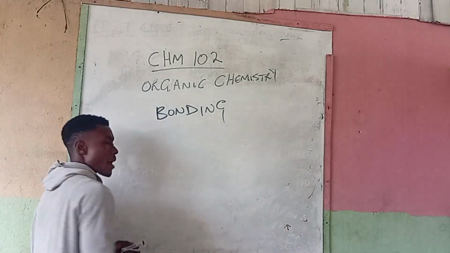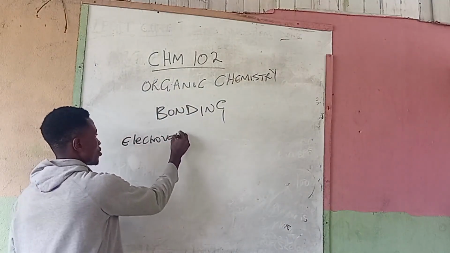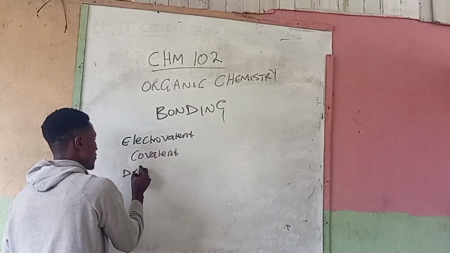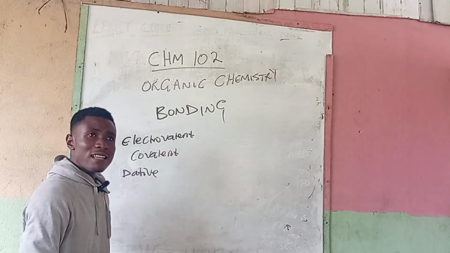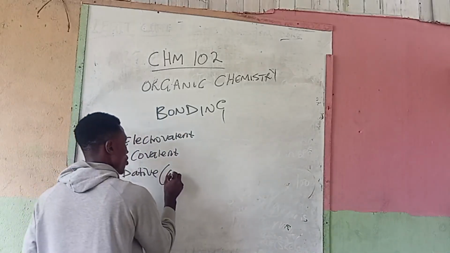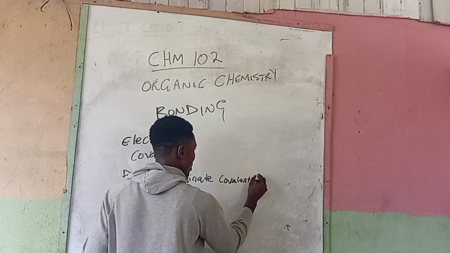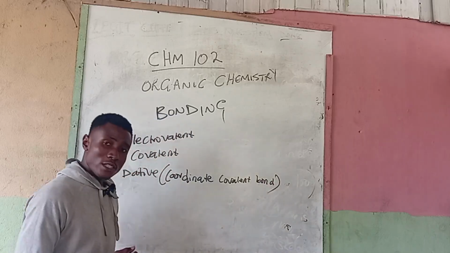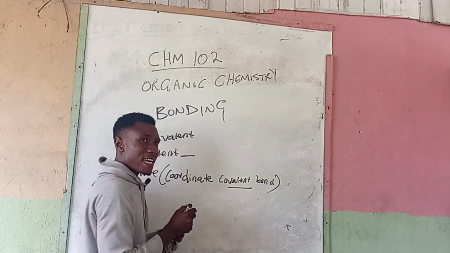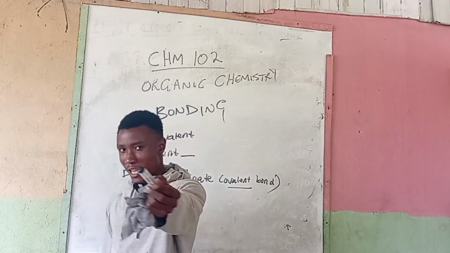So when it comes to chemical bonding, we have the electrovalent bond, we have the covalent, we have the dative. Now the dative bond is also known as the coordinate covalent bond. Now the coordinate covalent bond, take note, you are seeing covalent here. The coordinate covalent bond is a special type of covalent bonding, but I will get back to it.